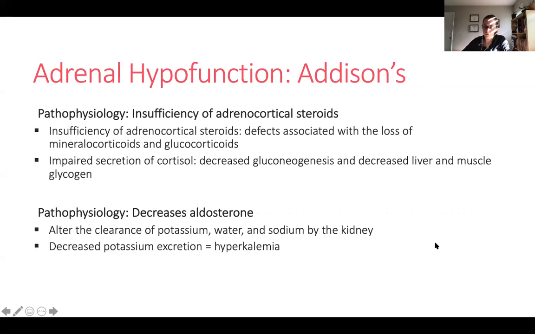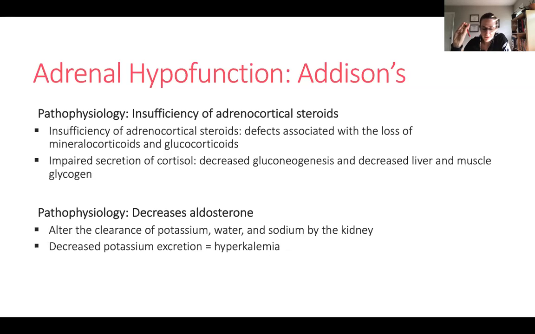So the pathophysiology: there's not enough adrenocortical steroids, and that causes defects associated with the loss of those steroids. And also the impaired secretion, so there's not enough being made and not enough being secreted, and that decreases gluconeogenesis, which decreases liver and muscle glycogen. So both of those decrease the supplies of available glucose in the system, causing hypoglycemia. So hypoglycemia is associated with Addison's.